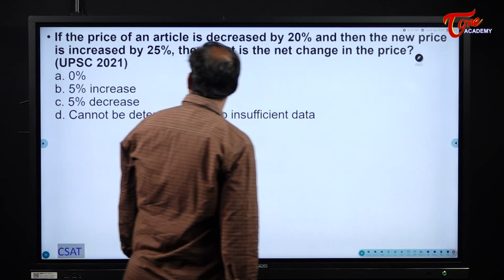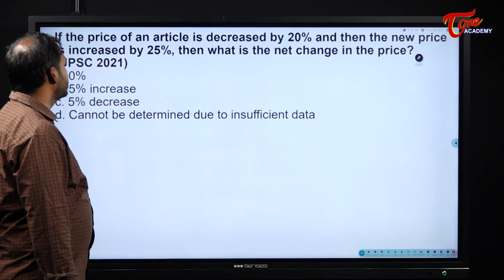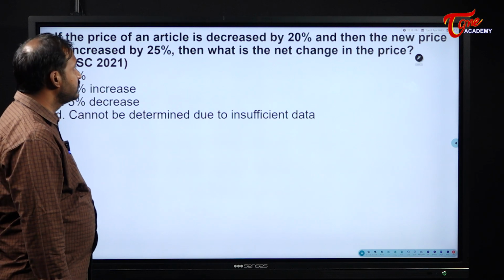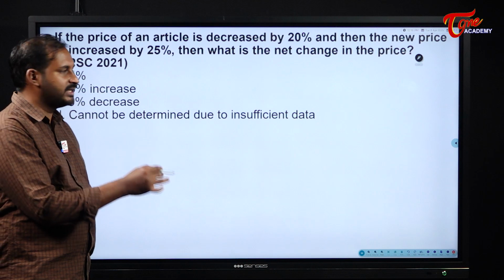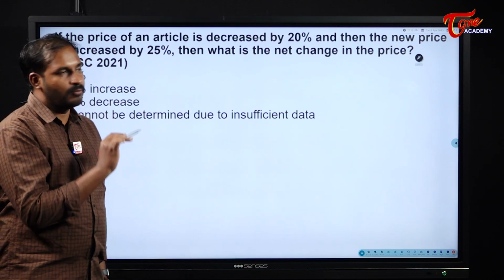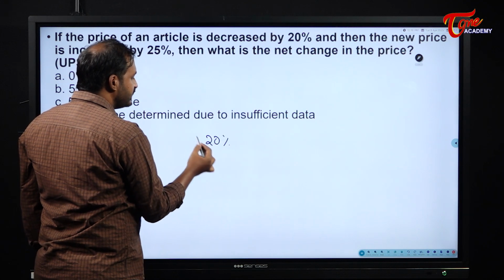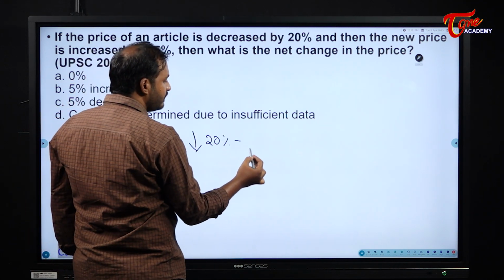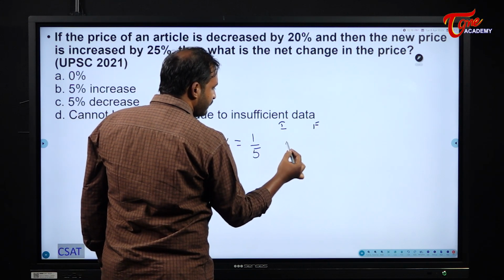Next one. If the price of an article is decreased by 20% and the new price is increased by 25%, what is the net change in the price? We already did a similar one in percentages, but now please see here. If the price is decreased by 20%, what does it become? 1 by 5. So initial, final, 5 and 4.